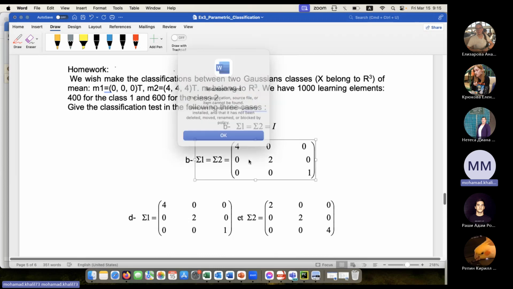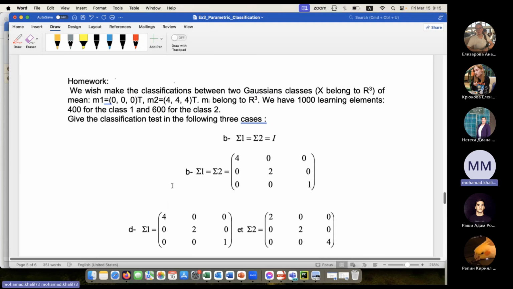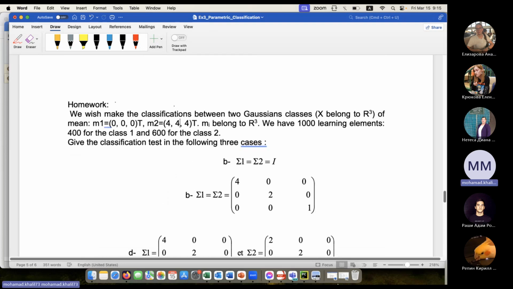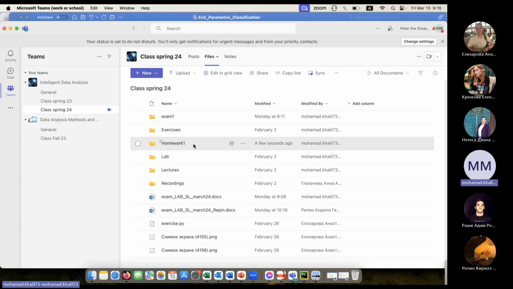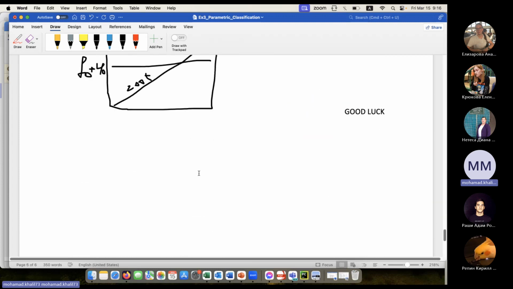I will give you the same matrix because I don't have time to write another matrix, but please do this, and put the result in the homework one file. Before Monday morning, no problem. Okay, I will continue this here, the last question.